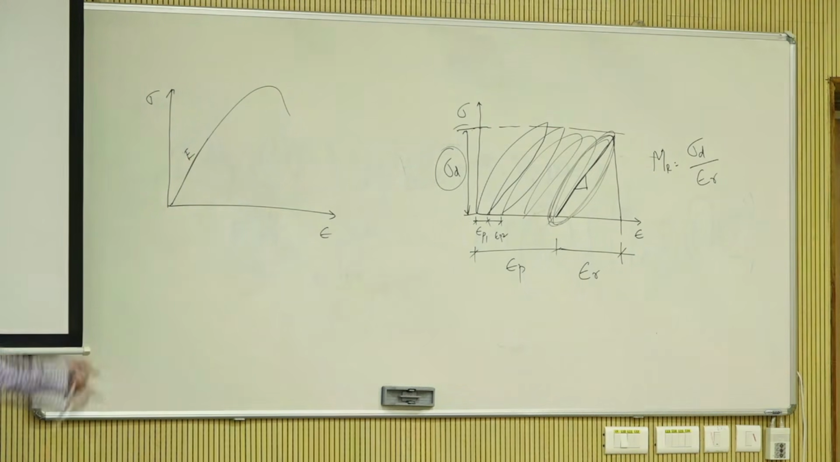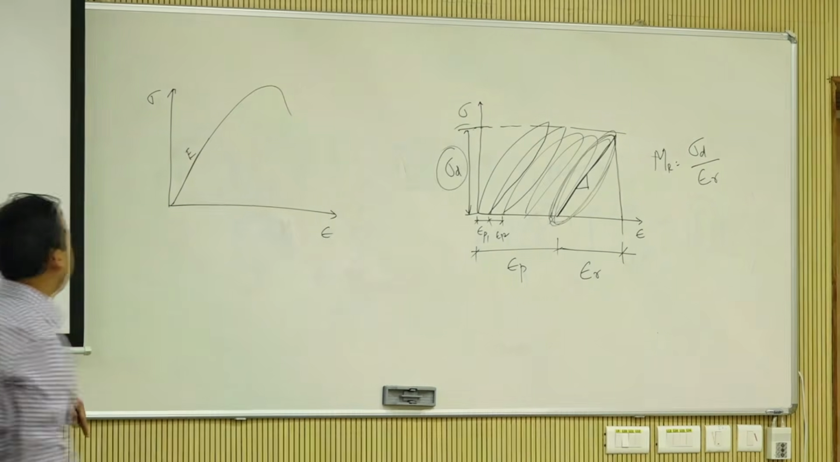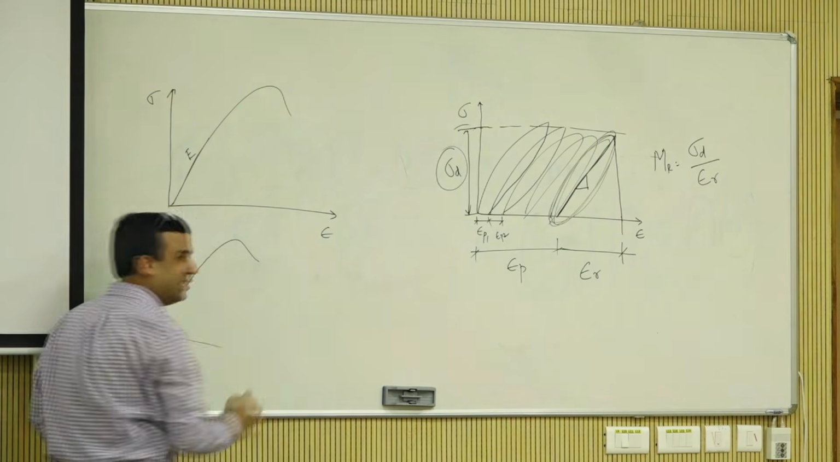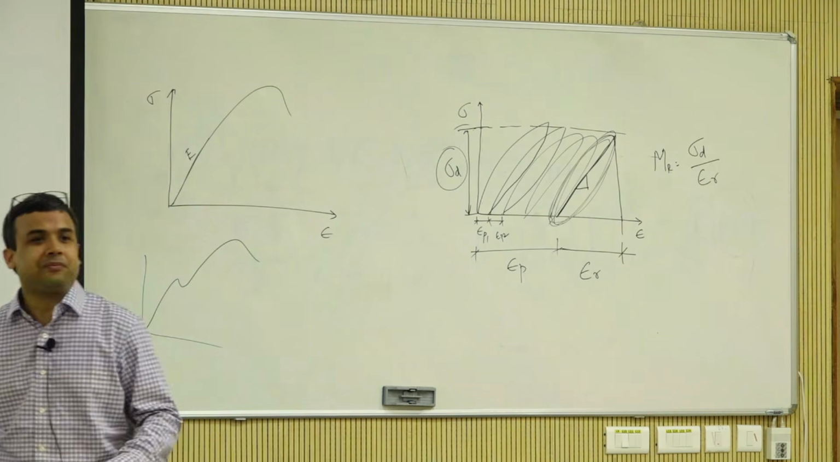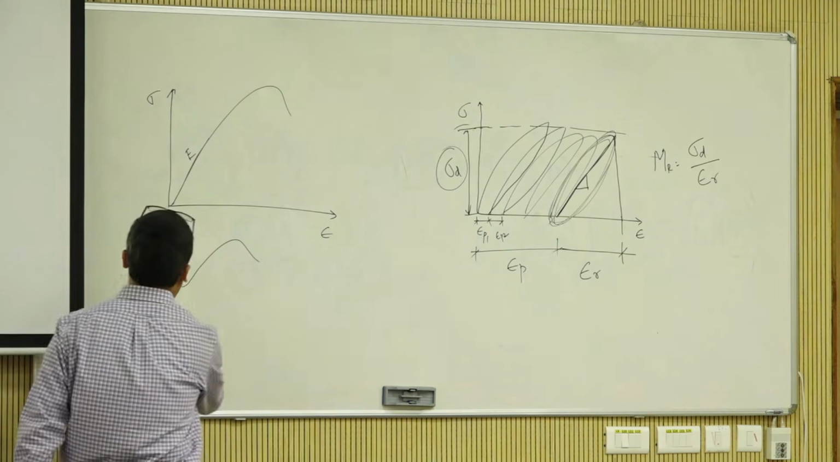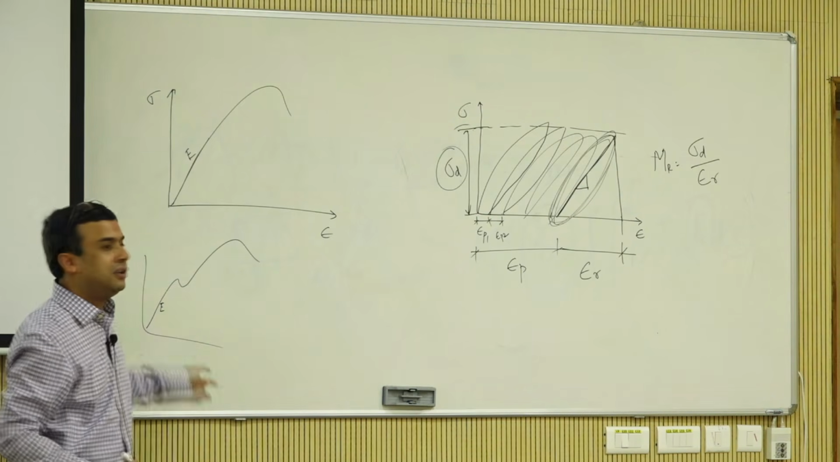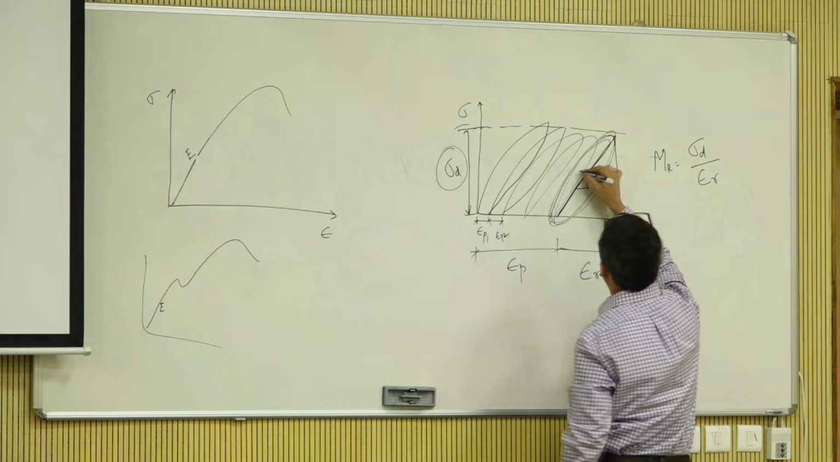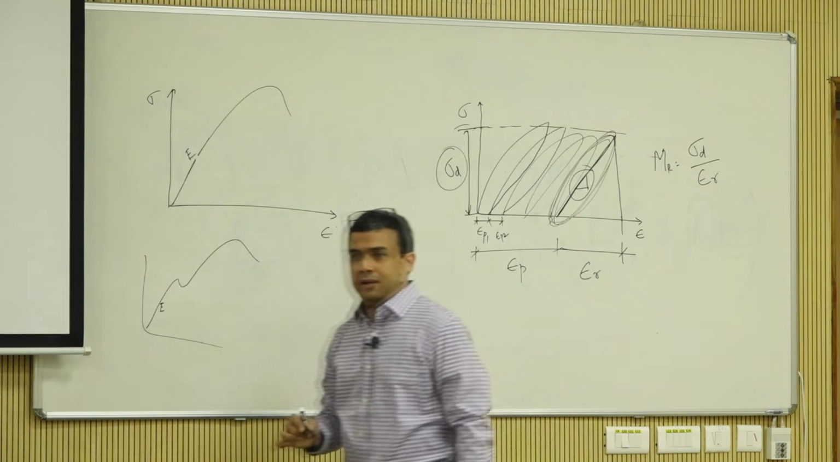You can talk about it if you change it to steel or something. How does it look? It looks something like this, right? You have this and then you go something like that, steel. But you can still define an E here, right? The question is, what is the difference between E and MR? Let's go.